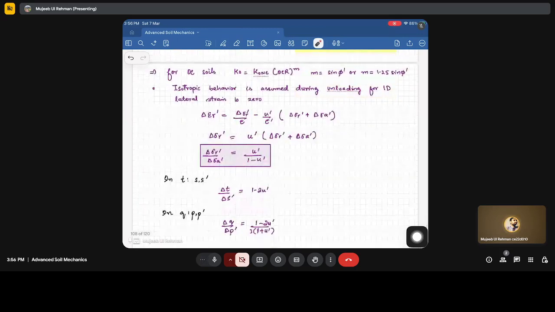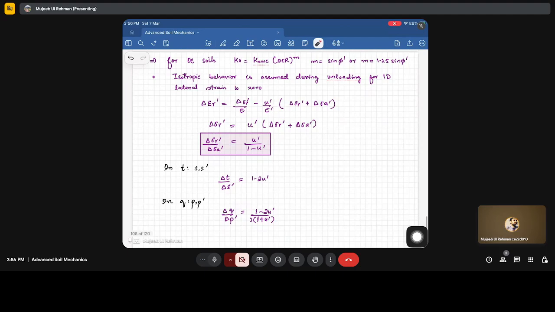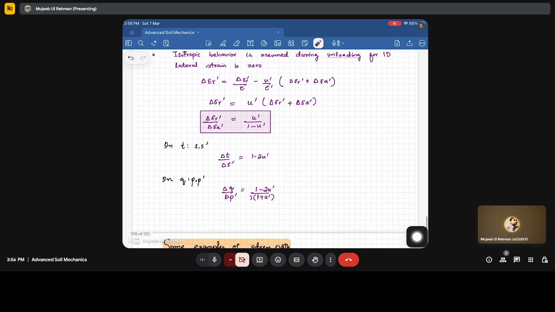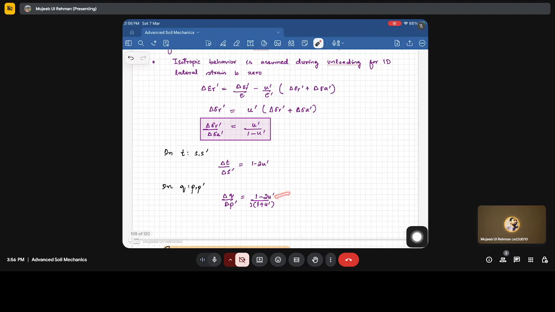And in the t versus s dash plot, the relation is given by delta t by delta s dash is equal to 1 minus 2 mu dash. And in the p q plot, it is 1 minus 2 mu dash divided by 3 into 1 plus mu dash.